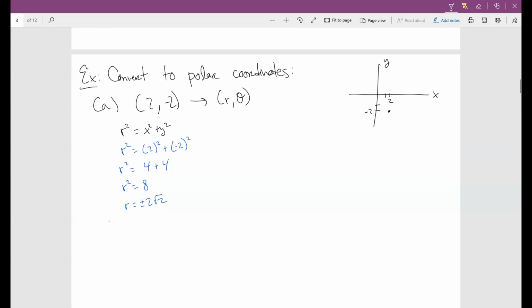So you can remember that these points are not unique. So you can choose either or. It doesn't really matter. It'll give you the same thing. Okay, so I'm just going to leave them both like that. Now let's figure out what theta is going to be.